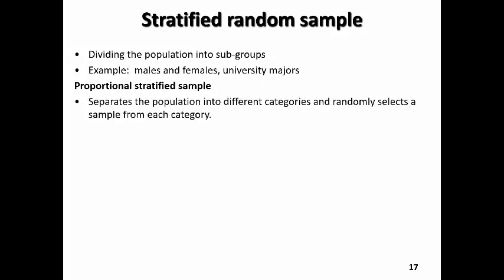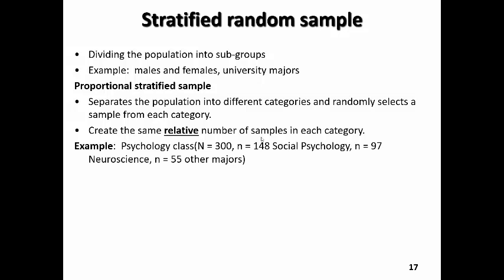And we begin with what's called a proportional stratified sample. The proportional stratified sample separates the population of interest into different categories and then randomly selects a sample from each category. The goal here is to create the same relative number of samples in each category.